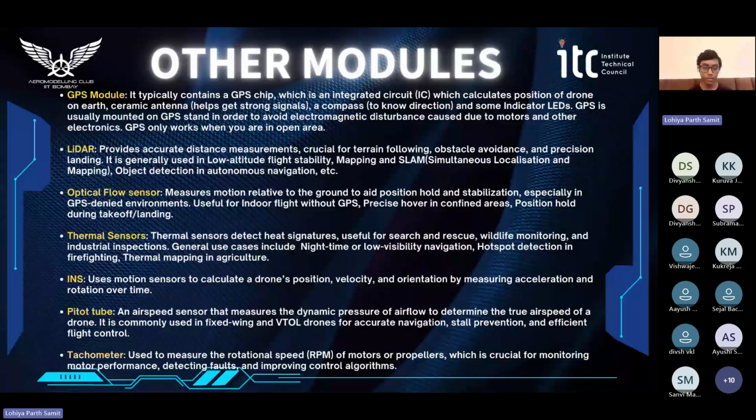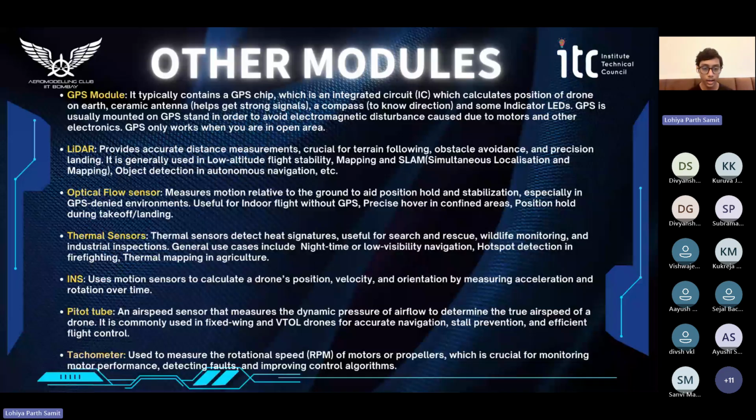Then we have the thermal sensors, which can detect heat signatures useful for search and rescue, wildlife monitoring, and also industrial applications, like for chemical engineering plants. General use cases include nighttime or low visibility navigation, hotspot detection in firefighting, thermal mapping in agriculture, etc.